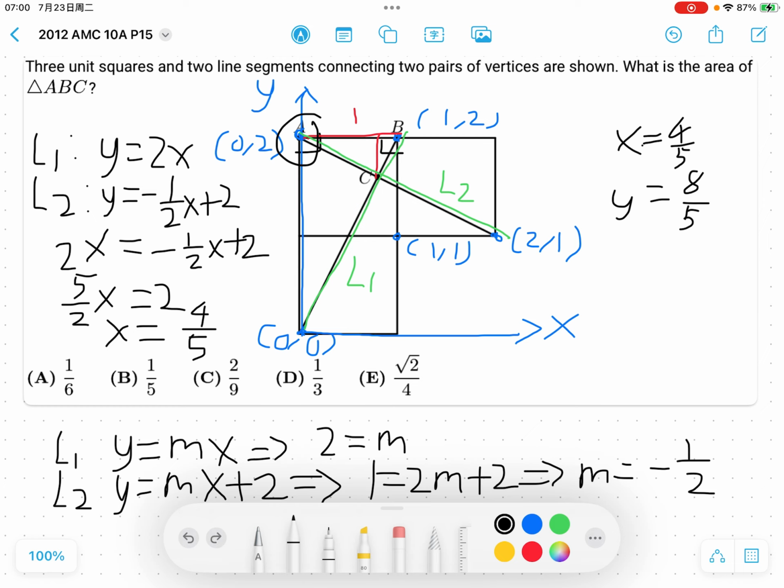We can minus 8 over 5 from 2 to get the distance from C to AB. And 2 minus 8 over 5 is 10 over 5 minus 8 over 5, which is 2 over 5. So the altitude from C to AB is 2 over 5. So now we have the altitude and base. The area is just 1/2 times 1 times 2 over 5. If we cancel this out, we have the area to be 1 over 5. So the area, or our answer, is 1 over 5.